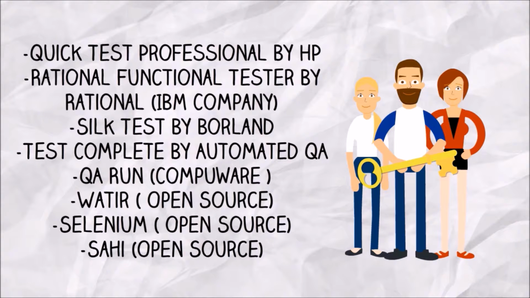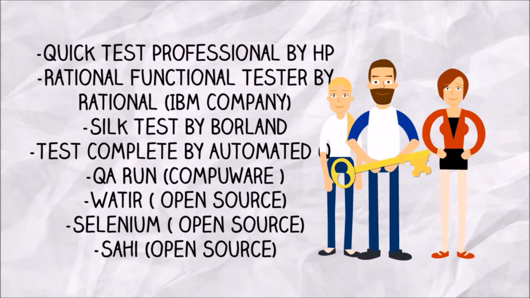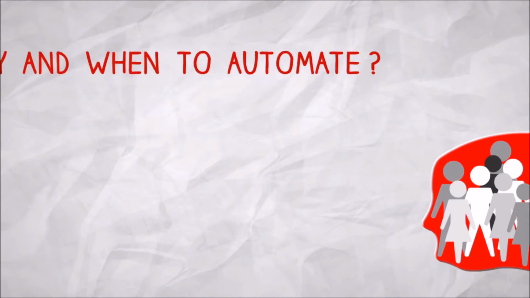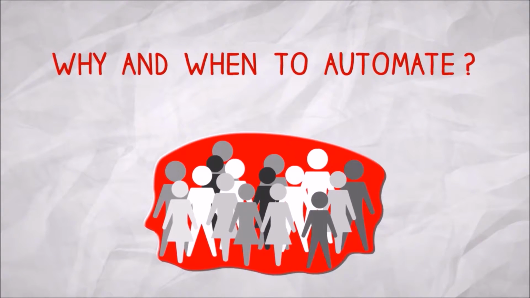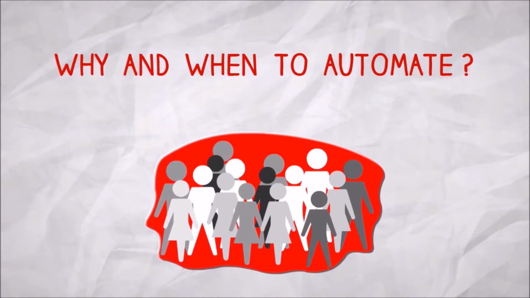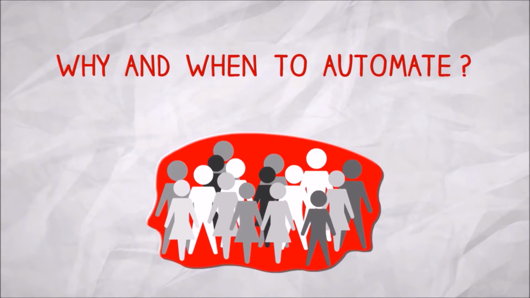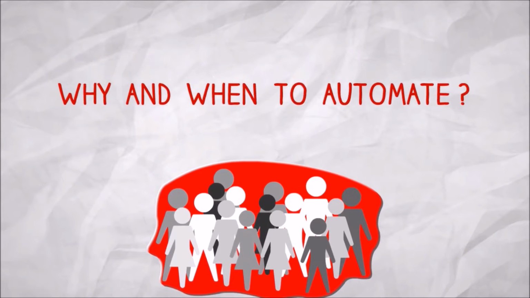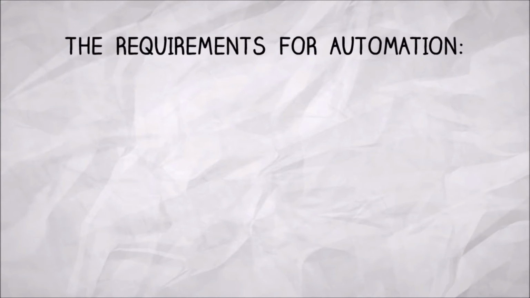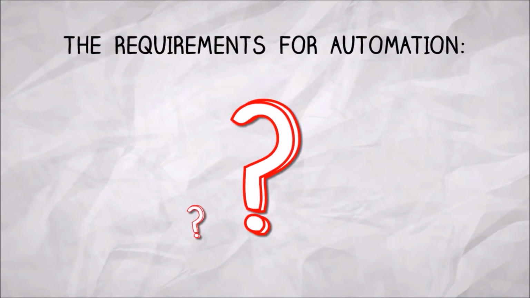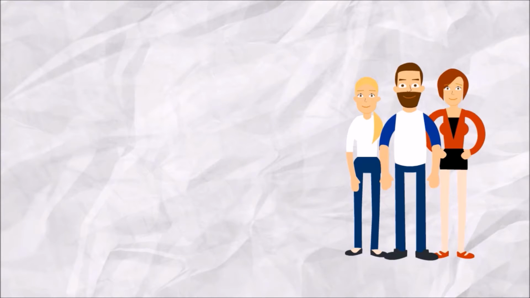QA Run by CompuWare. Watir, an open source software. Selenium, open source software. Sahi, open source software. Apart from this, Ruby, JMeter and other software are also used for automation testing. Why and when to automate? The requirements for automation will determine why and when to automate.